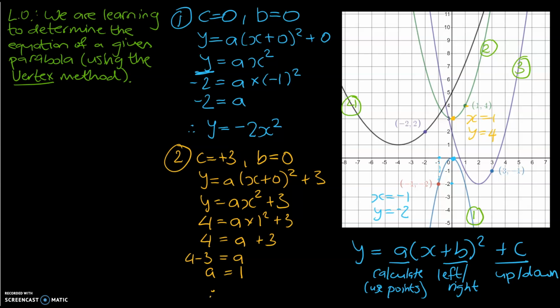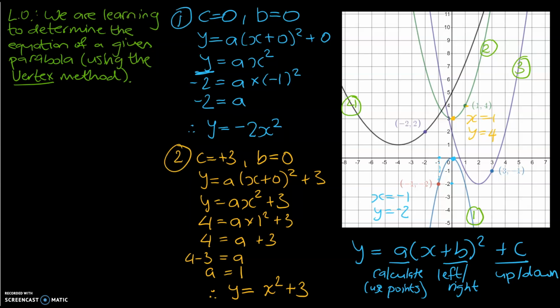And that's our last piece of our puzzle. We've got a, we've got b, and we've got c, so let's put that together into a final formula. So y is going to be equal to x², because a is 1, so we don't need to put that in there. b was 0, so there's no bracket. And c has been moved up 3, so plus 3. Very nice.